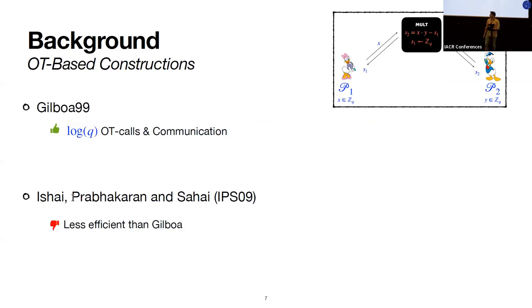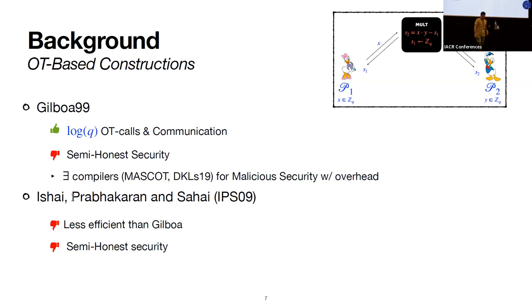Gilboa's protocol achieves better performance with only log Q OT calls and communication. Both protocols only achieve semi-honest security. Both protocols can be compiled, but Gilboa's protocol can be compiled for malicious security, but not cheaply. And the protocol of Ishai and others admits a malicious variant under a non-standard assumption.